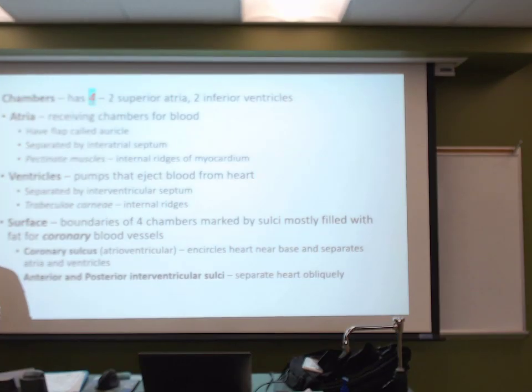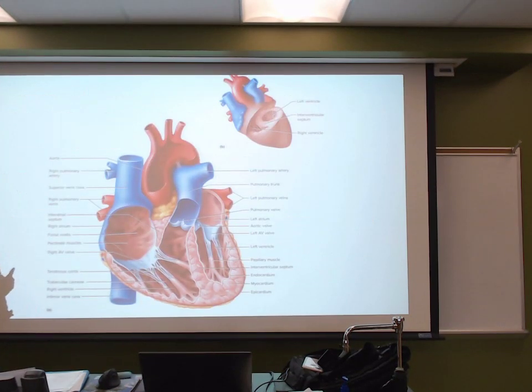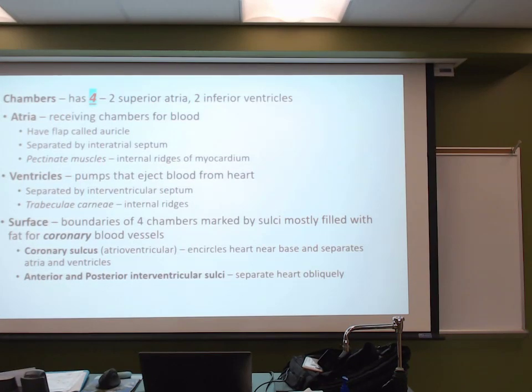So if we begin to take a peek, because we're going to be looking like this now, okay? So if you begin to take a peek at your heart model, you can see that I kind of highlighted that 4 right there. So please always think 4. We have the 2 superior atria, 2 inferior ventricles, AV, AV, okay?